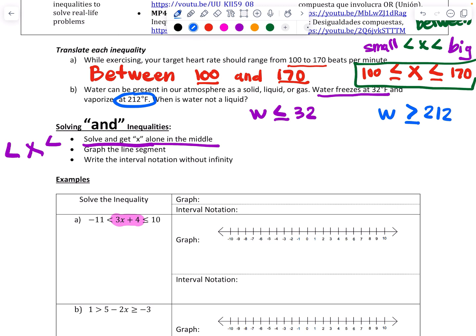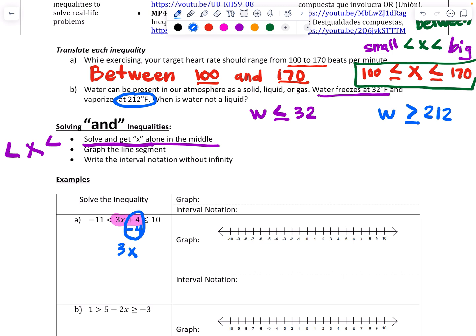So how do I get rid of that plus 4? If I subtract 4, then this will add to 0, right? And I'll be left with just 3x in the middle. But I have to keep it balanced, okay? Normally we have an equation, so we would subtract 4 from both sides.